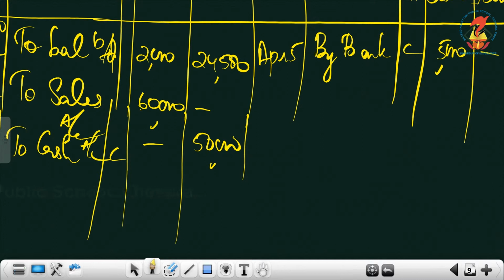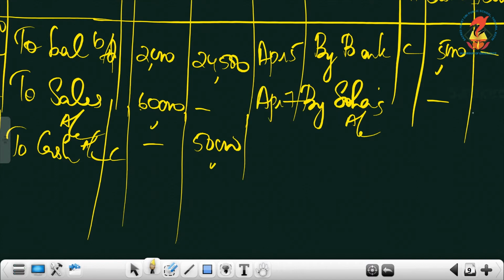Then the next one is issued check to Sohan. So, we will write by Sohan's account and the amount in bank, because it is by check you are paying. 10,000 you have to write on April 7th.